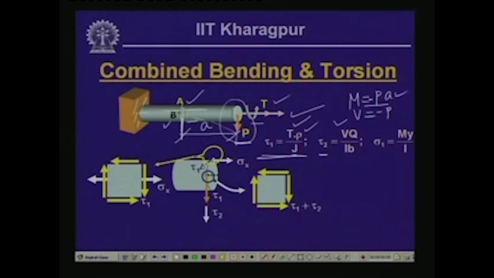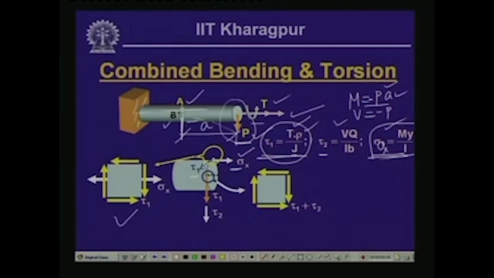At point A, because the transverse load P is causing bending, which is equal to minus P into a, we will have a normal stress which is My by I, this is sigma x. So, sigma x is equal to My by I as indicated here. So, at the top point we will have a normal stress sigma x, and there will be shearing stress tau 1, which is arising from the twisting moment only, and this is the representation of the stress pattern at that particular point A.